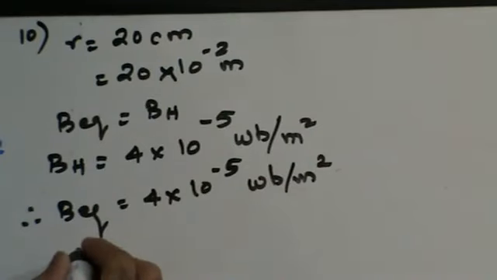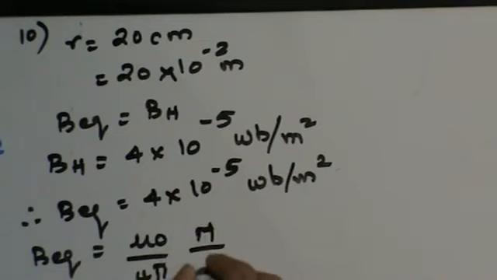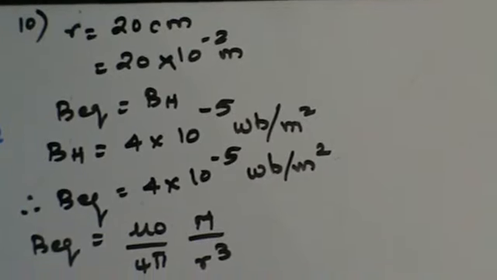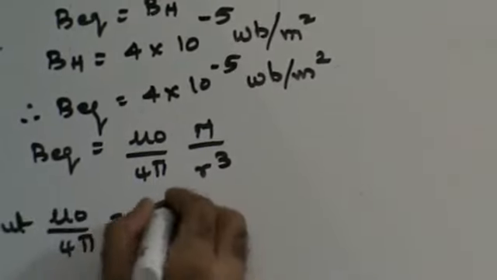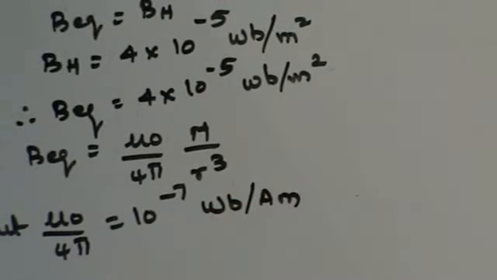Once I have this, I can say that B equator is nothing but mu 0 upon 4 pi m upon r cube. Mu 0 upon 4 pi, we know, is nothing but 10 raised to minus 7 SI units, that is, 10 raised to minus 7 Webers per ampere meter.